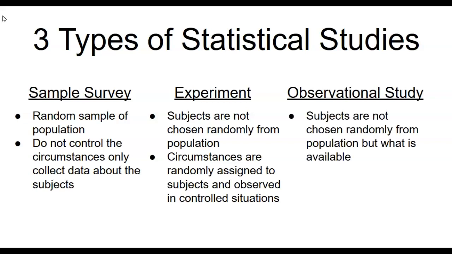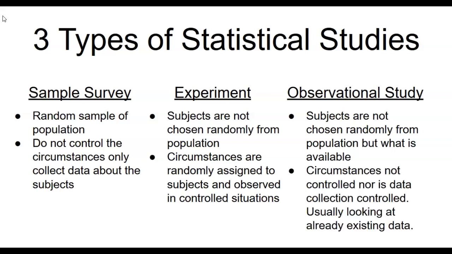Observational studies do not choose participants randomly from the population, nor do they control the situation, procedures, or randomly assigned treatments. They usually take advantage of already existing data that they analyze and look for patterns and connections.